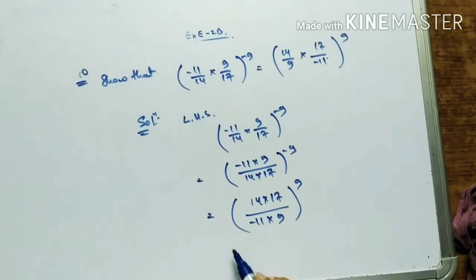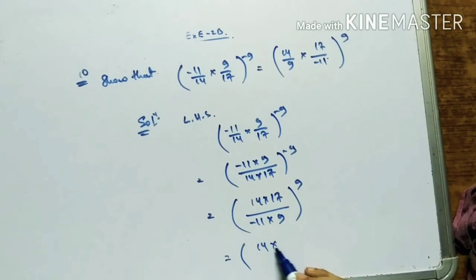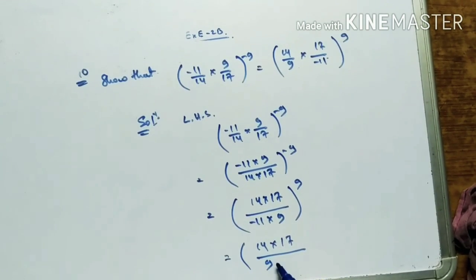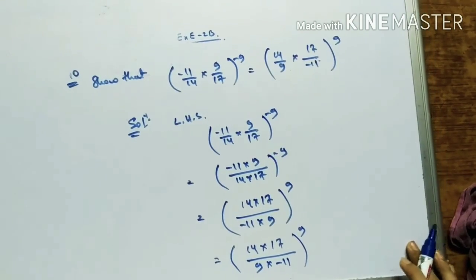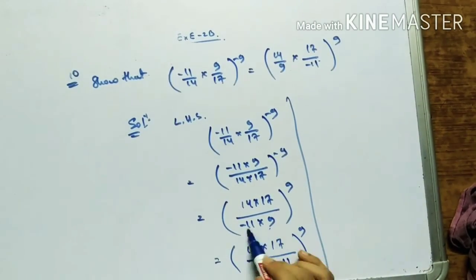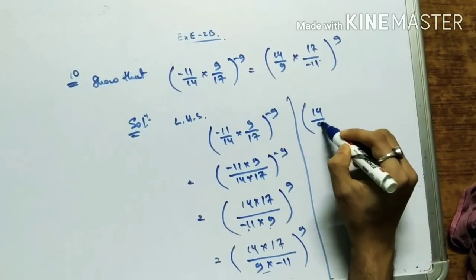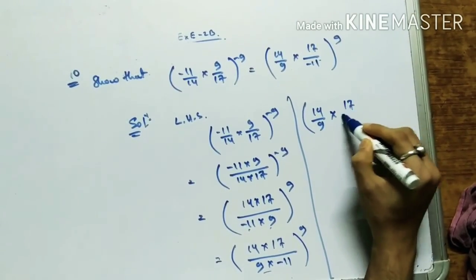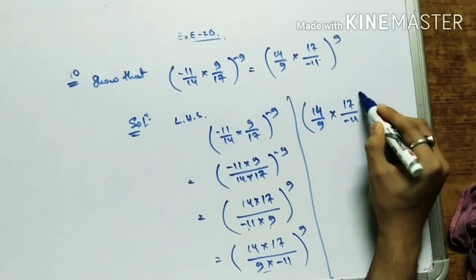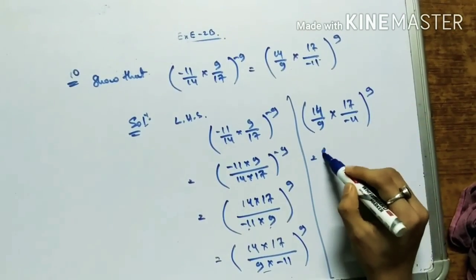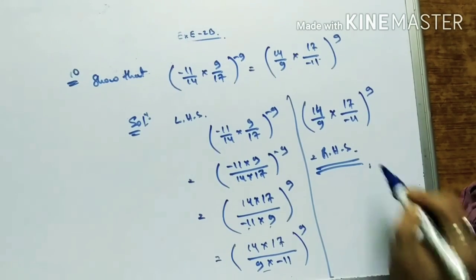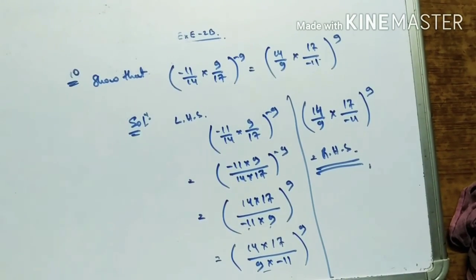Again this is equal to, I can write as 14 into 17 by 9 into minus 11 to the whole power 9. I can write it in this way. So now I can write 14 by 9 into 17 by minus 11 to the whole power 9, which is equal to the RHS. Hence proved.